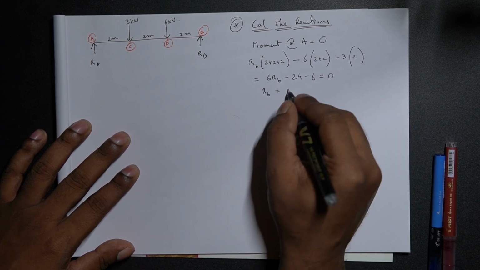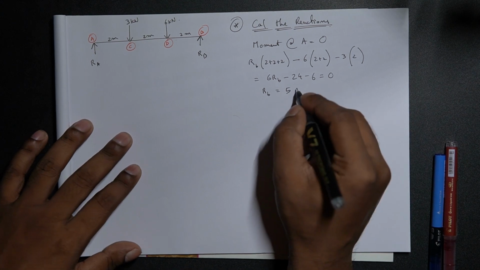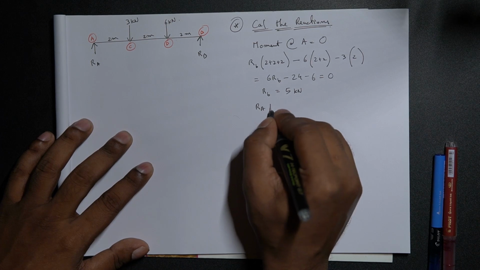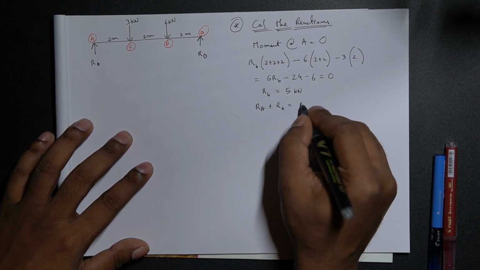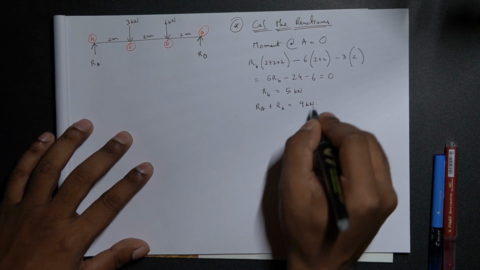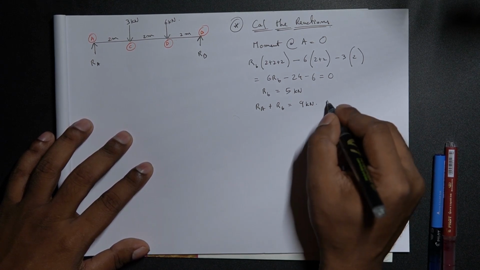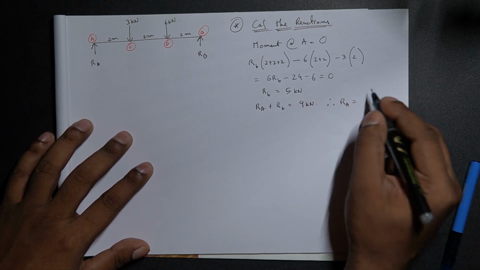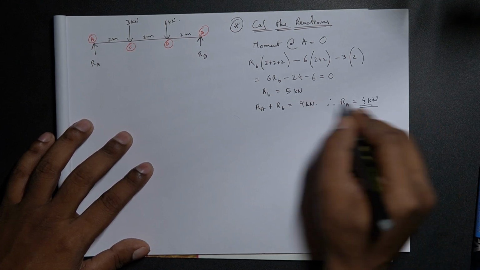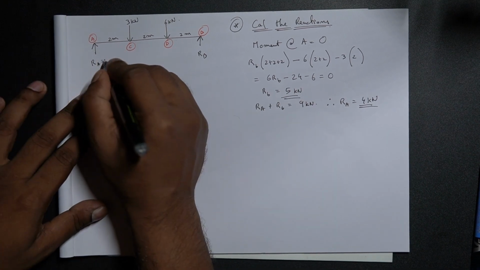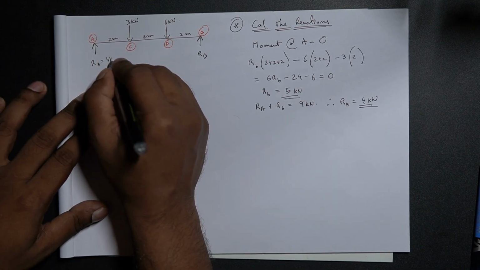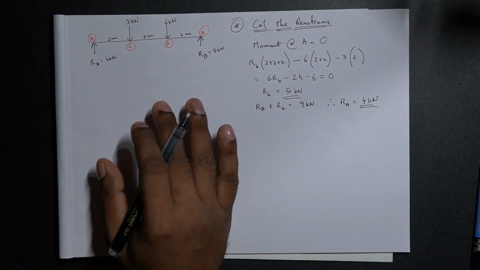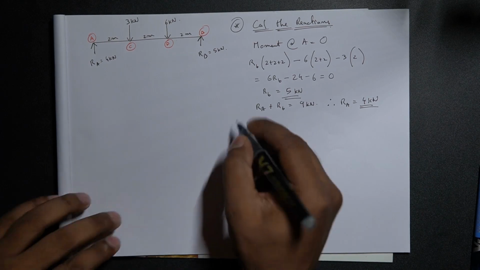is equal to 30 by 6, 30 by 6 is 5 kilonewtons, my RB. I know my RA plus RB should be equal to 3 plus 6, that is 9 kilonewtons. Since my RB is 5 kilonewtons, my RA should be equal to 9 minus 5, that is 4 kilonewtons. So now that I have my RA, which equals 4 kilonewtons, and RB equals 5 kilonewtons, I'm going to calculate my shear forces and bending moment with respect to these forces.